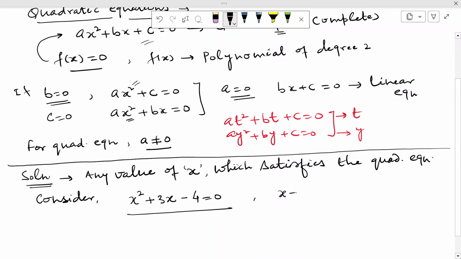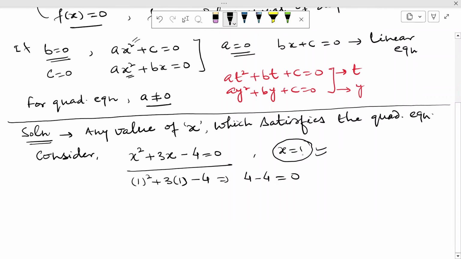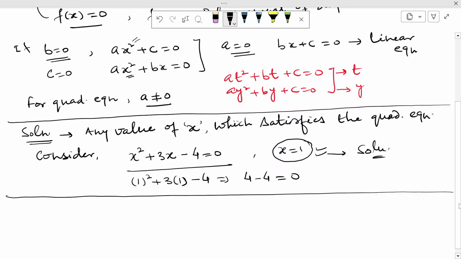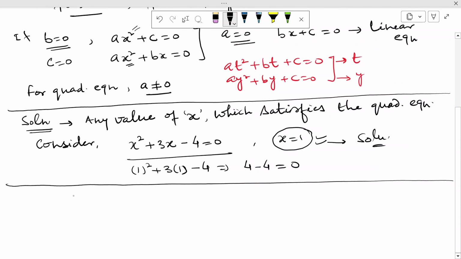Now if you put x equals to 1 here, so when you substitute this x equals to 1 in this equation, you will have the square of 1 plus 3 into 1 minus 4. So this will be 4 minus 4, which is equal to 0. So this value satisfies the given quadratic equation, hence it is a solution of the given quadratic equation.